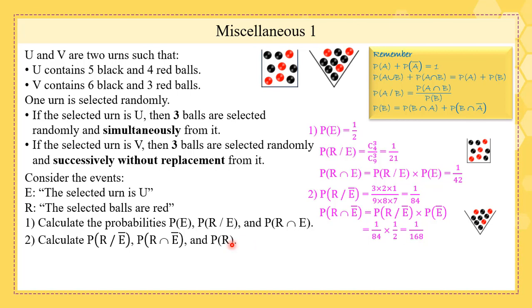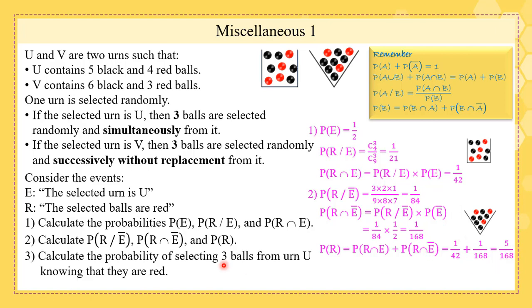Now, what is P of R? After knowing all of these probabilities, remember the formulas. Here we use the formula of total probability. What is P of R? It's the probability of R intersection E plus the probability of R intersection E bar. And we know both of them, and we get 5 over 168.